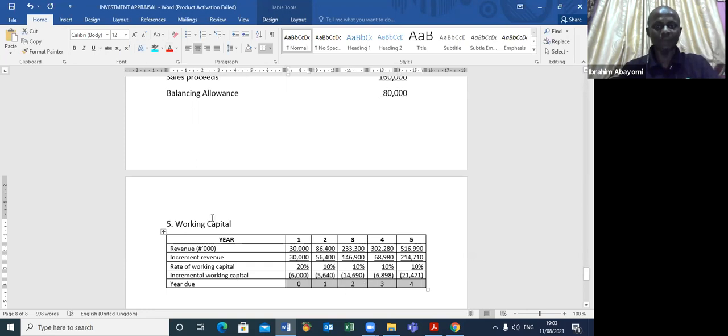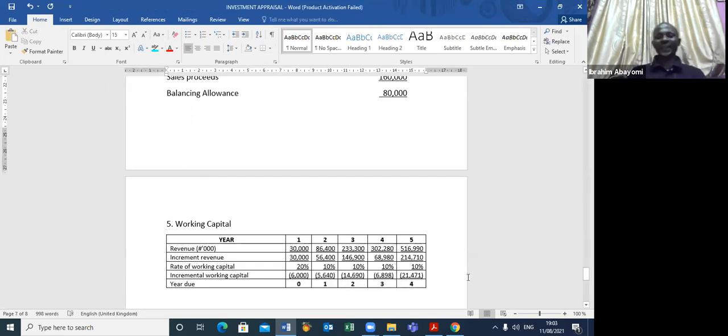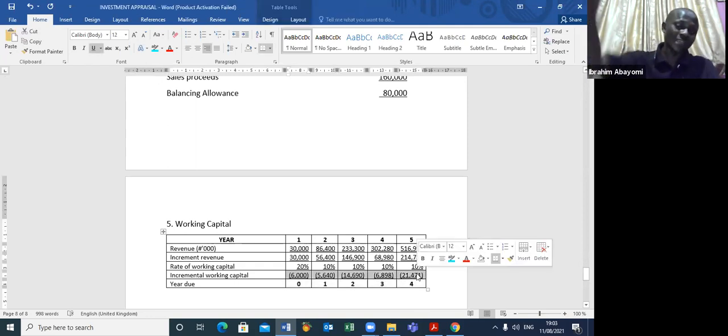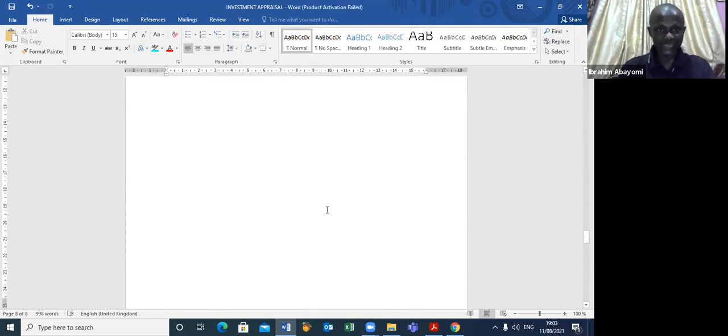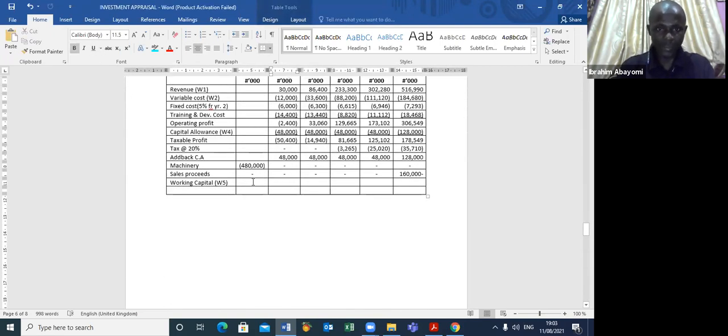Whatever working capital you have injected in the business, you are going to get back at the end of the project. So what you're going to do is add all these working capital together, and whatever it gives you, we treat it as inflow when the project ends. So let's copy this and post it in our solution.